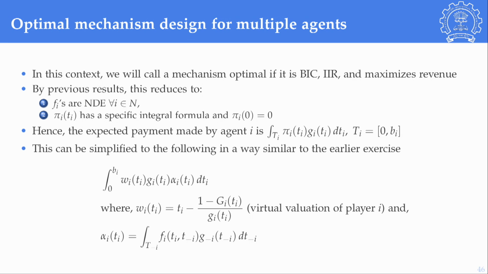Now, the only difference is that g also has a subscript, since the distribution for different agents could be different. Somebody may have a uniform distribution, somebody may have some other type of distribution, exponential distribution. All these things are captured in the small g_i and the capital G_i, and accordingly the virtual valuations could be different. These w_i functions could be different for different agents, and alpha_i(t_i) as before we have defined.